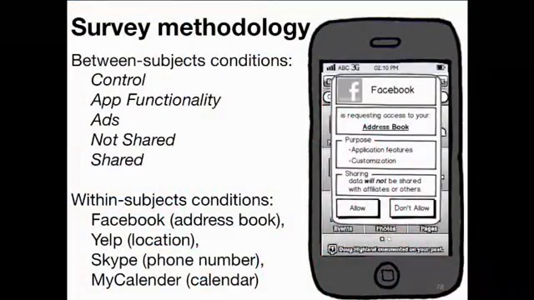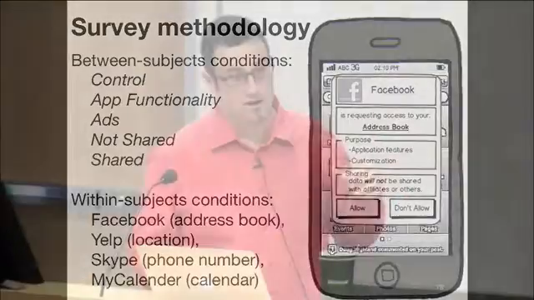So we did a follow-up. We had 5 different conditions here. Similar to before, we had a control where we didn't specify any other information. We had what we called the app functionality condition, which is shown in the picture here. So we specified both a purpose, which was application features and customization, as well as a sharing policy. So data will not be shared with third parties. We had an ad condition where for the purpose it said advertising.